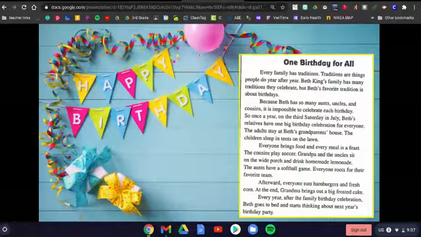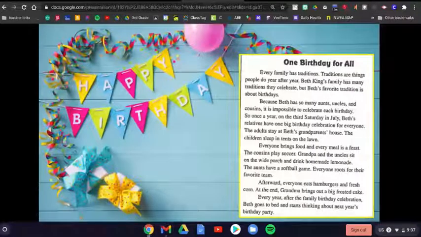Your weekly fluency passage is called One Birthday for All. It's about family traditions. There's 5 paragraphs about Beth King and her birthday. If you have a Mr. Bill meet today, make sure you log on to read. If you don't, this is in the classwork for you to practice.